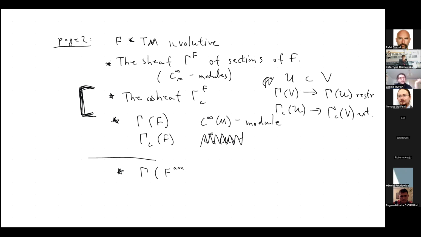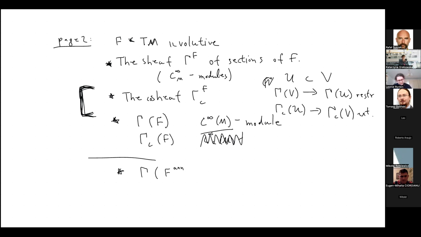So what you said is exactly right. We are only interested in the local information, and because C infinity M is a fine sheaf, we can always extend. We can always glue things. Then we can look at the whole module. We can look at the compactly supported ones. We can look at germs. It all doesn't matter. It all carries the same information. So I think we can continue.